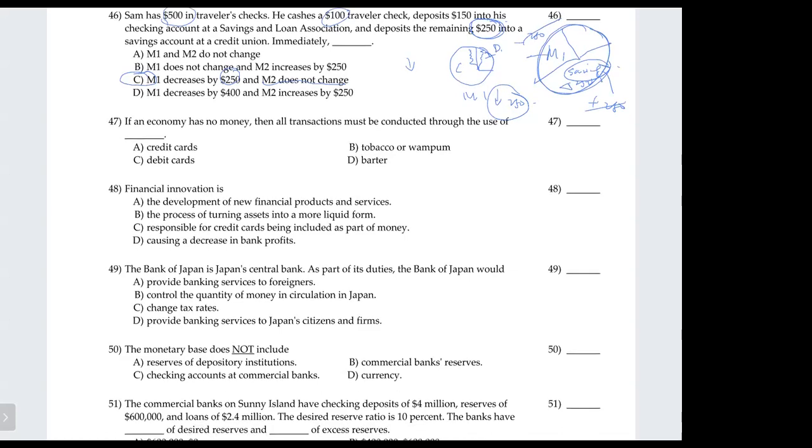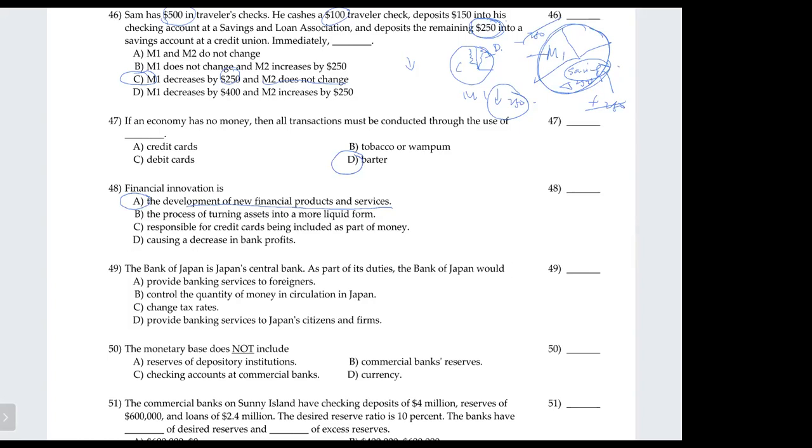47. If an economy has no money, then all transactions must be conducted through the use of, as we talked about, it's called barter. So you use goods to exchange for other goods. Okay. 48. Financial innovation is called the development of new financial products and services.